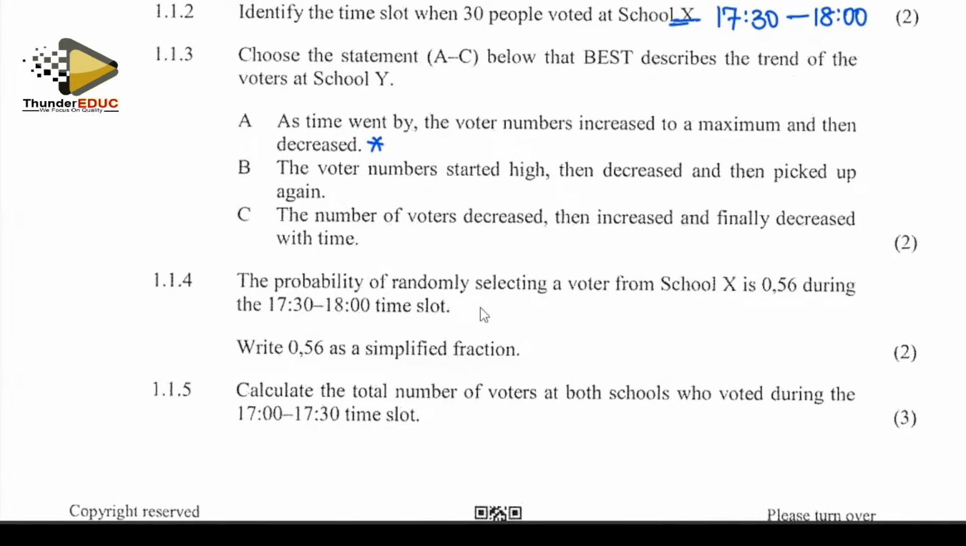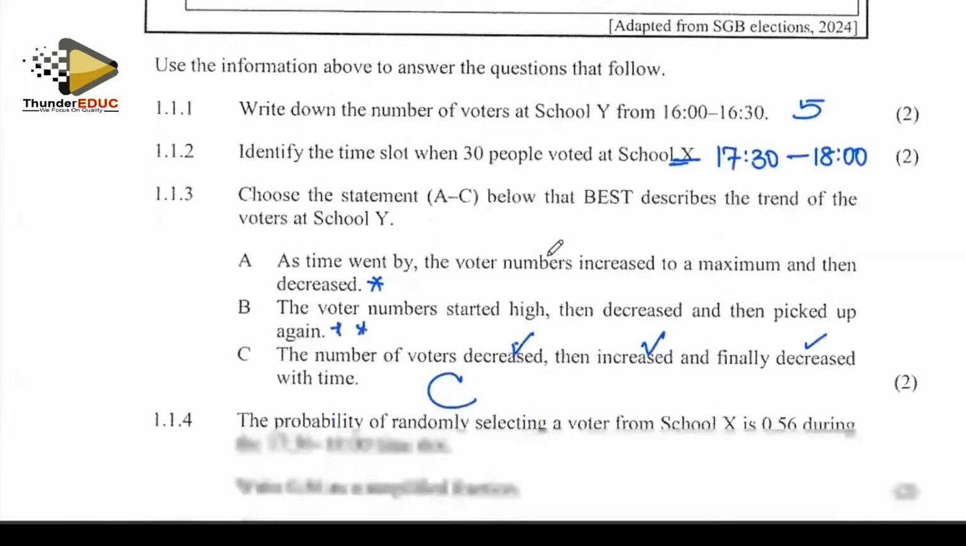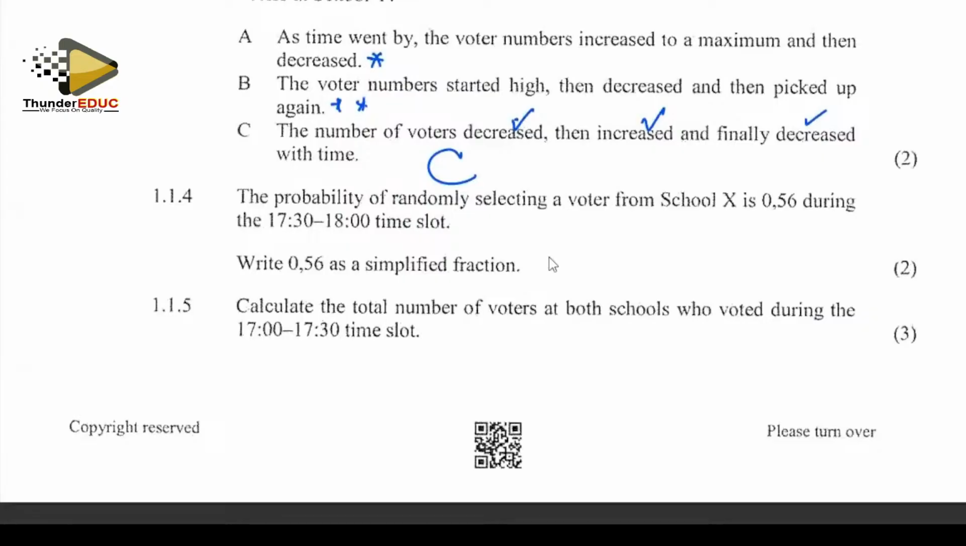The voter number started high, then decreased, then picked up again. Okay, this is at least closer. The number of voters decreased, then increased, and finally decreased. This is the best answer. As you see it, there's a decrease here. It goes down. Then they increased. Again, they decreased. That's what I was looking for. Decreased, increased, and finally decreased.